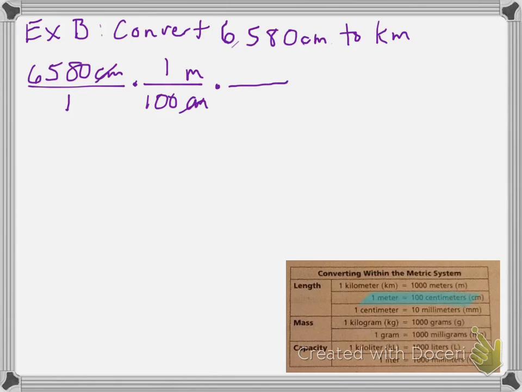And in my chart, 1 kilometer is 1,000 meters. So we're going to put the 1,000 meters on bottom and 1 kilometer on top. Meters are gone now. And we do our multiplication and division. And when we do that, we're going to get 0.0658 kilometers. That's it.